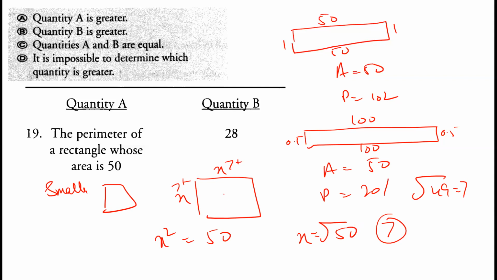So the perimeter would be something more than 28. If we have a square with each side 7, then the perimeter would be 28. But in this particular case, the smallest perimeter will be that of a square, and each length is something more than 7. So the perimeter would be more than 28. If the smallest perimeter is more than 28, then quantity A is more than quantity B. Option A is hence correct.